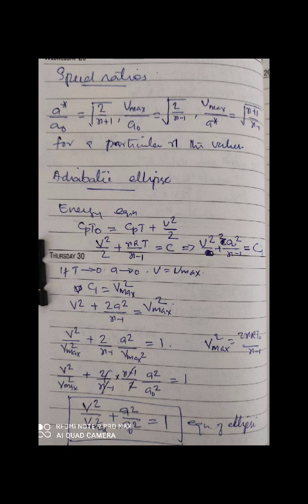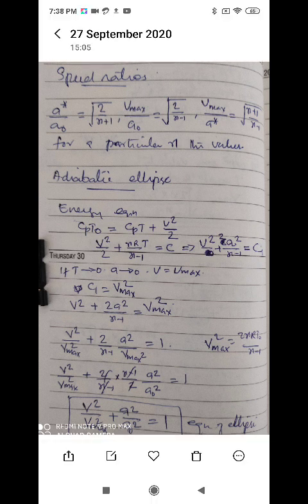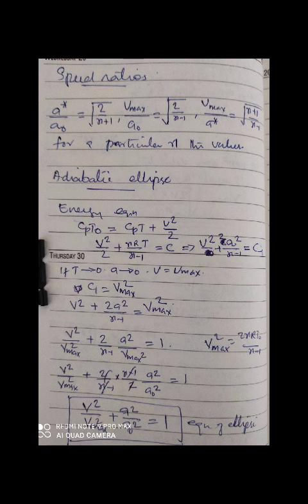See, from the energy equation we can deduce an expression, or equation, of an ellipse. From the energy equation, first of all, we write it like this: CpT0 is equal to CpT plus V square by 2. Then CpT0 is a constant, because stagnation condition is always constant.